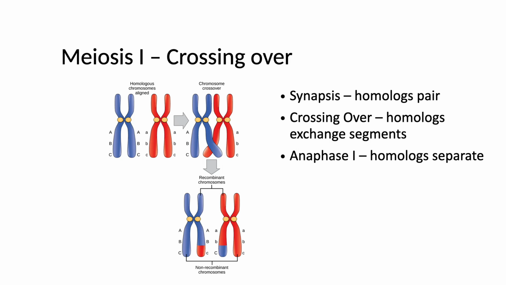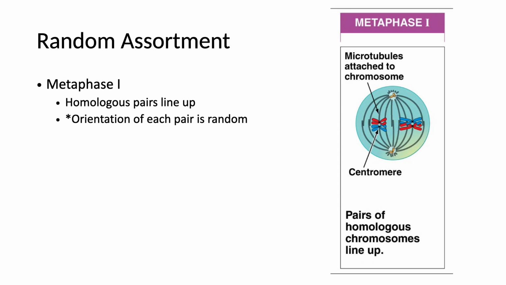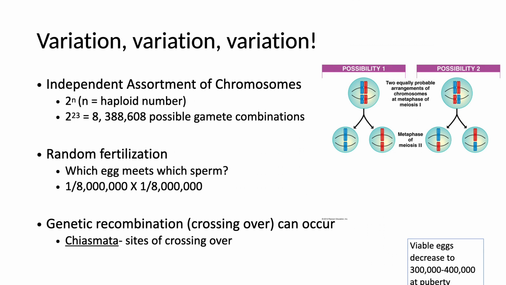This may happen several times, and so this mixes genes that were on different homologous chromosomes. And this again happens at different spots, and so this will produce lots of different combinations of genes, as will random assortment. The random alignment of homologous chromosomes on the metaphase plate in metaphase 1. Each one of those duplicated chromosomes will migrate to a different daughter cell, and what pair goes which direction is entirely at random.